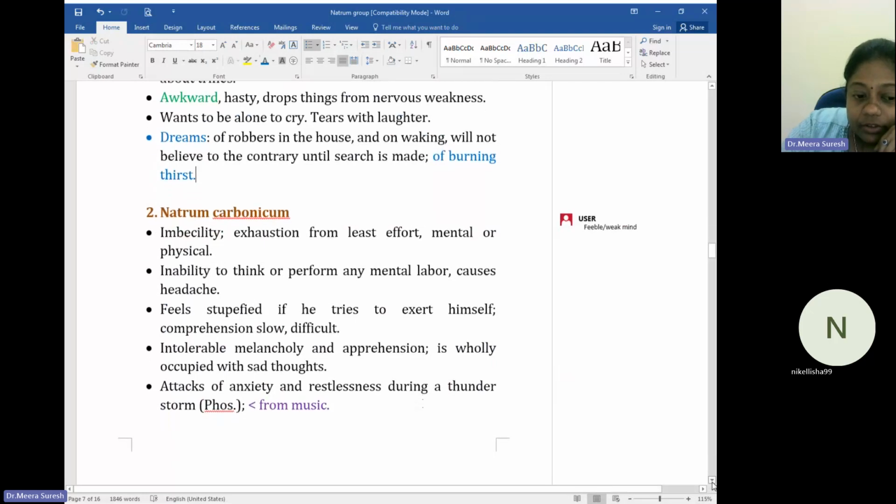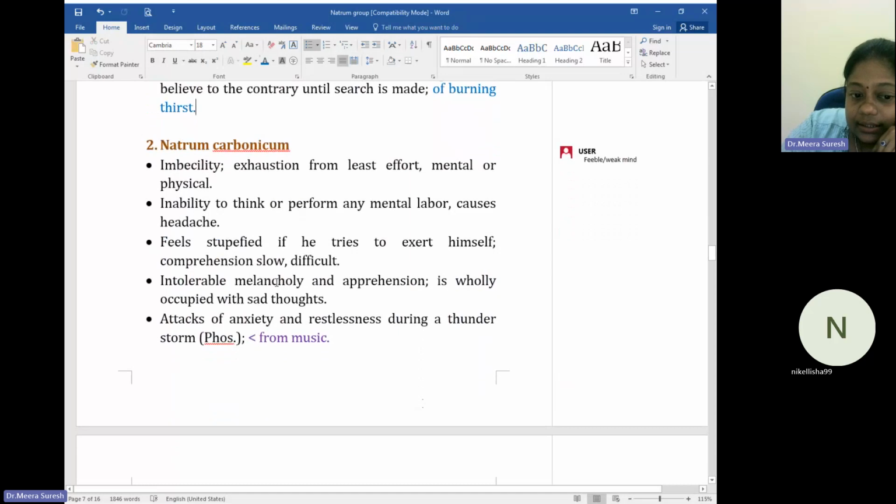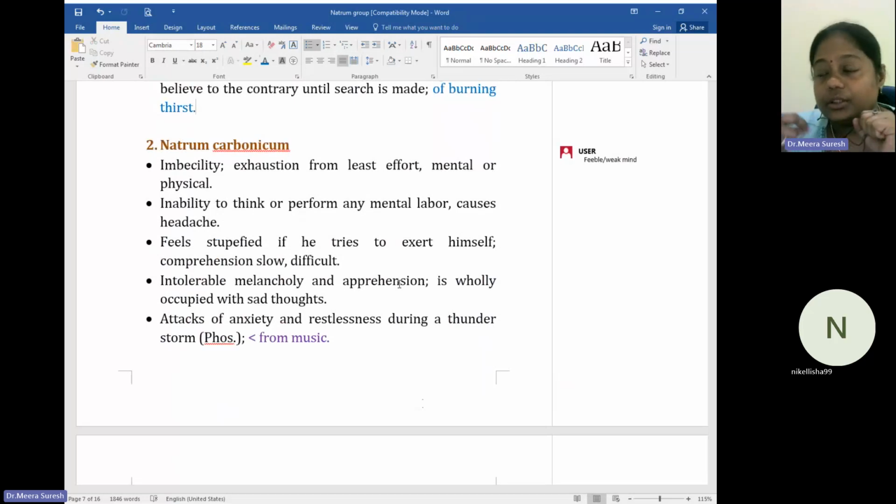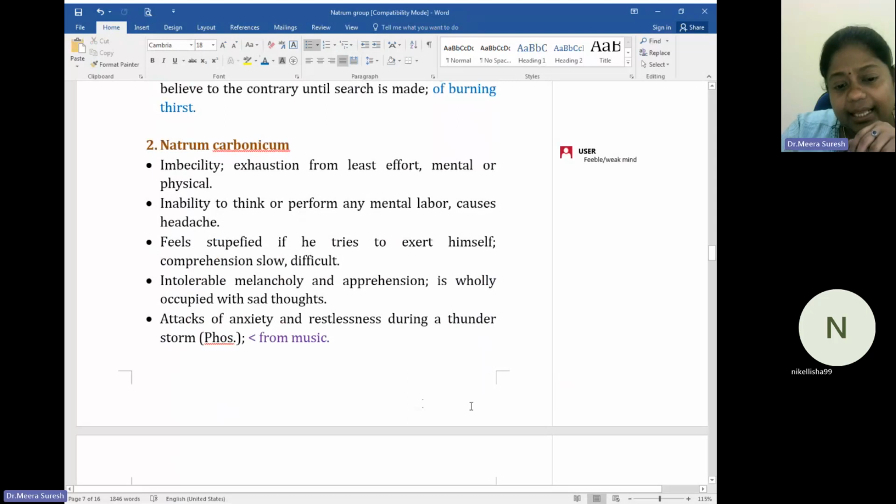Then they also have the Natrum feature, that is the melancholy, and also apprehension. Apprehension that we have mentioned, that there will be anxiety plus or fear plus physical symptoms related to it. They're completely occupied with sad thoughts. There is anxiety and restlessness during a thunderstorm. Yesterday only we discussed. And there is aggravation from music.